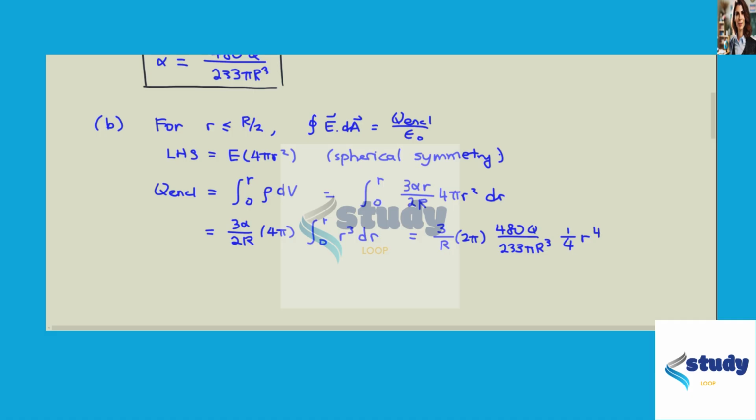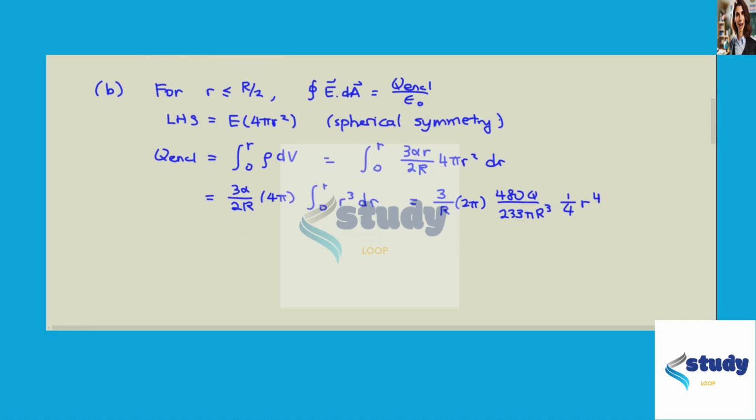Okay, alright, so this 1 over 4 r to the 4 is the integration, and then the 3 over r times 2 pi is when you simplify the 3 over 2 r times 4 pi. Okay, and then I also put the alpha inside here. Okay, so if you simplify this, you get 720 divided by 233 q, small r to the 4 divided by big R to the 4.